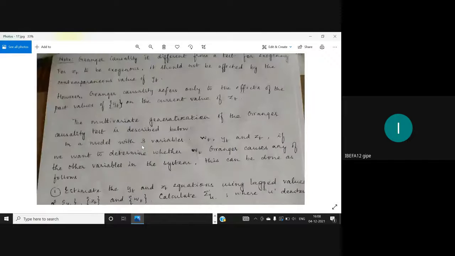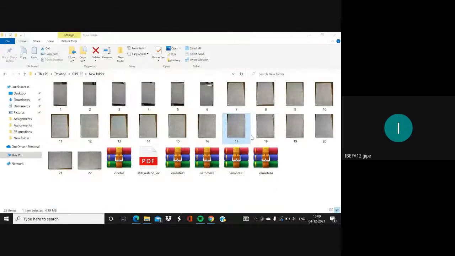I hope this is clear to you all how to conduct the test itself. If you have any doubts or questions, please let me know.